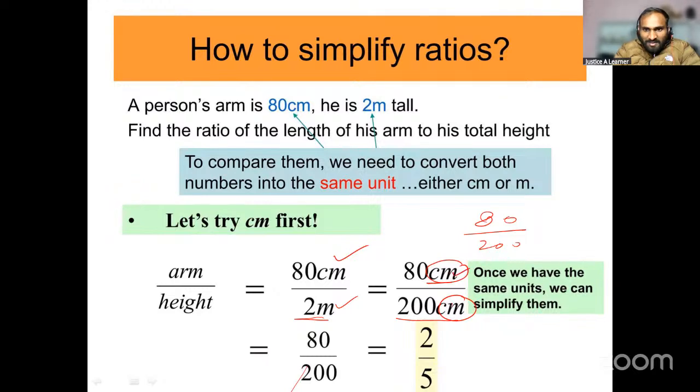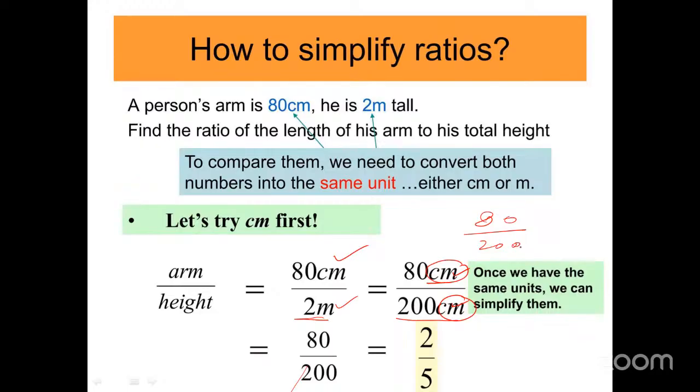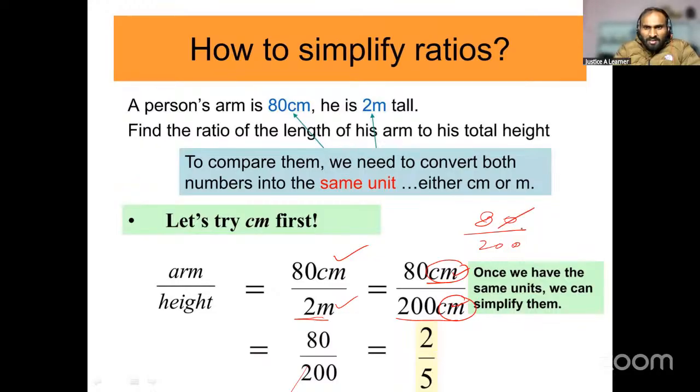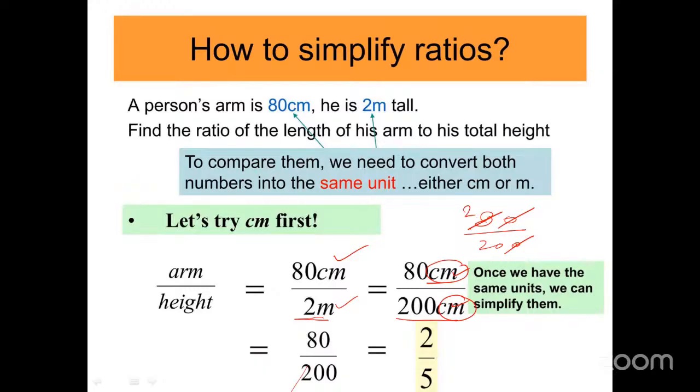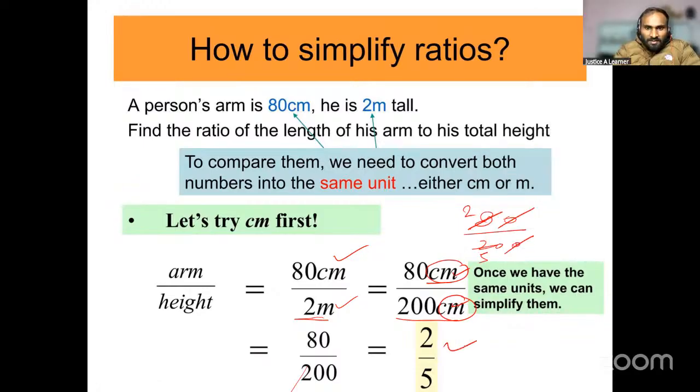So the unit must be same for simplification. Now you can simplify it: 40 and 100 will get you 20. Wait, there is another way. When you see zeros, you can cancel zeros directly. One zero here, and now this is easier. Four twos are 8 and four. 20 will be 4 and 10, and then 2 and 5. So this is the simplification.